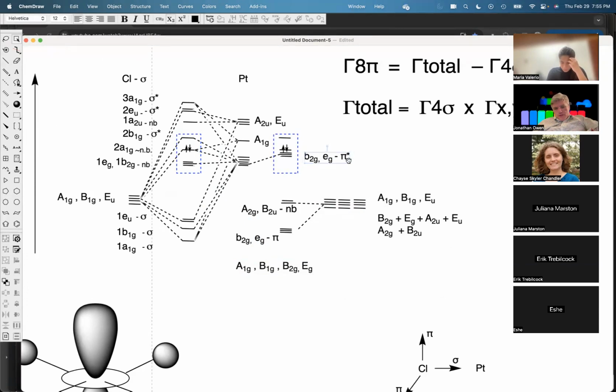Right, and which d orbitals are these? XY, YZ, and XZ. That's right. Those guys are a pi symmetry, and they are pi star. Here is the pi bonding combination. Okay.